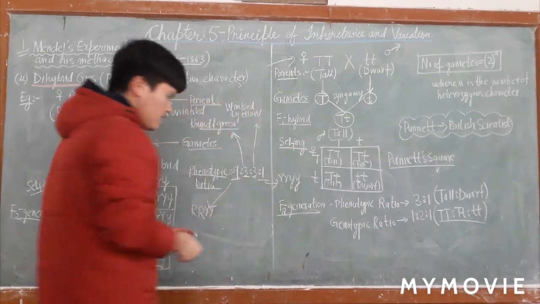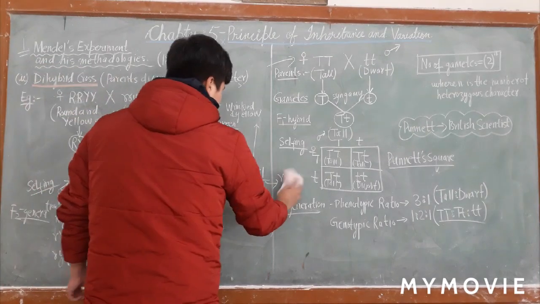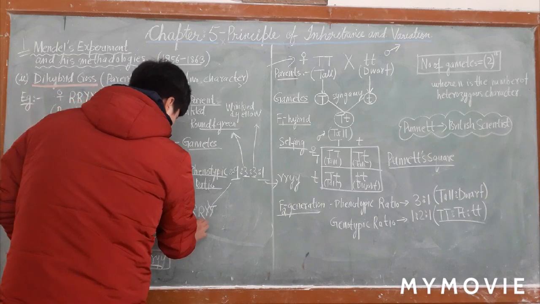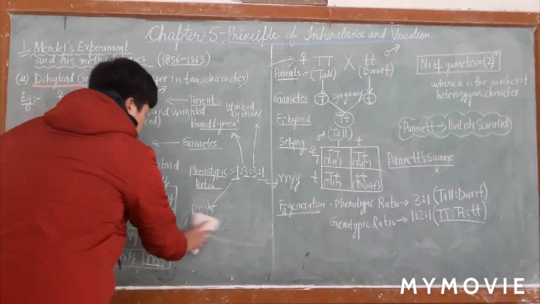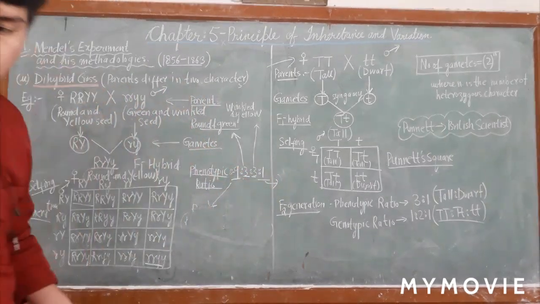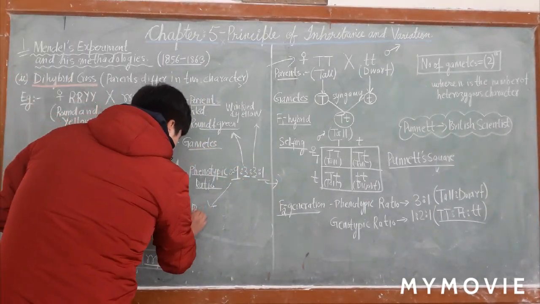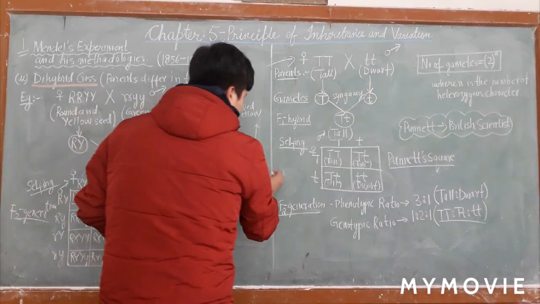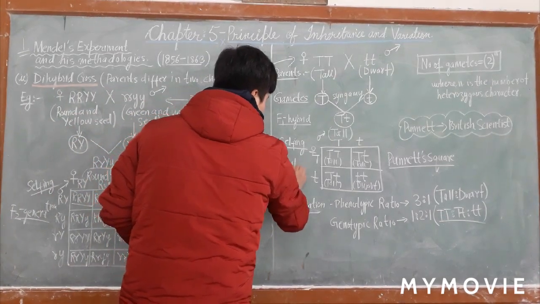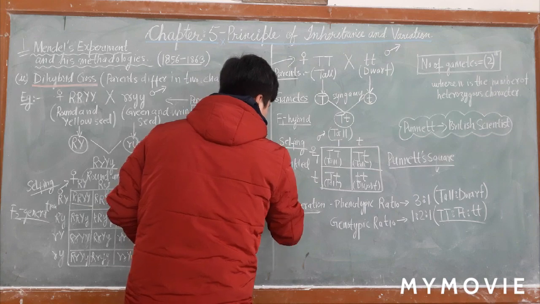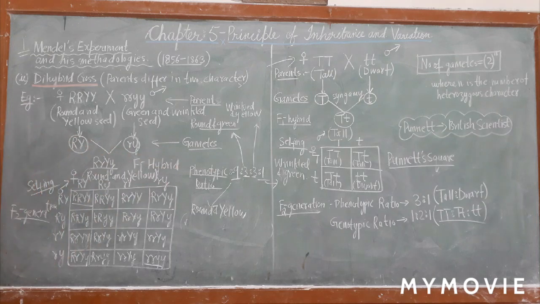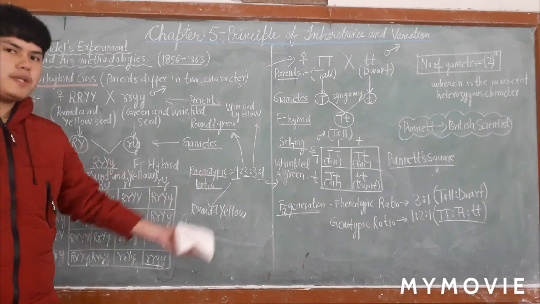And also the genotype. R Y Y is pure, pure round and yellow. 9 show round and yellow. Okay, 1 shows wrinkled and green. So this is good. So 3:3 are the new combinations. Okay, so that is the phenotypic ratio.